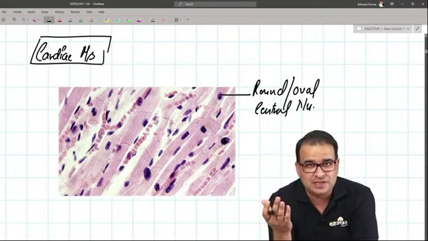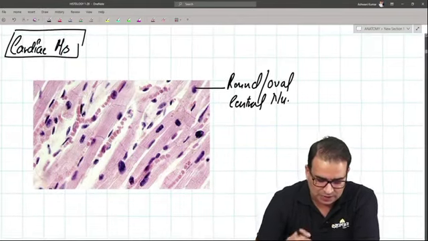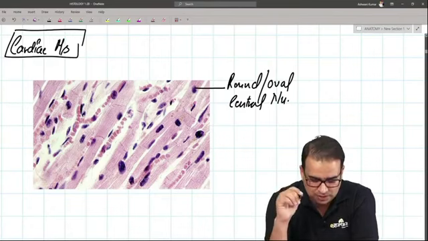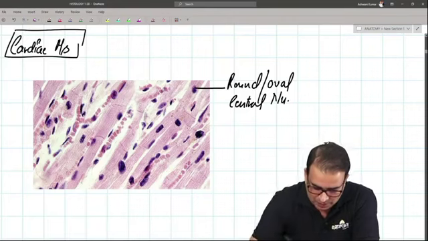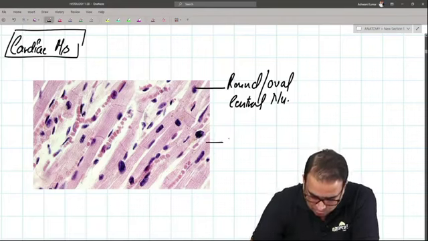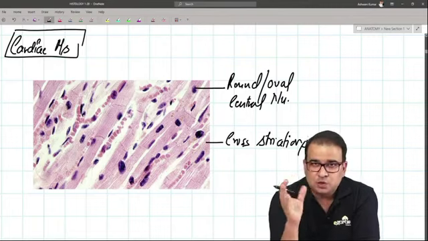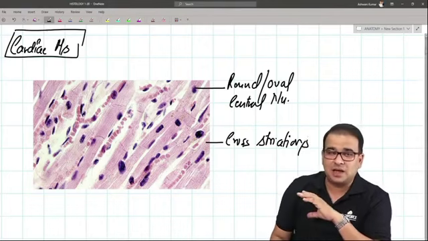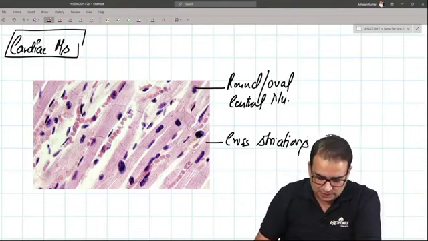whereas in skeletal muscle we have a flat and peripheral nucleus, not the central. Round and oval central nucleus we have in the case of cardiac muscle, and flat and peripheral in the case of skeletal muscle. Just like skeletal muscle, they also have cross striations. Cross striation is a main feature of the skeletal muscle. We do have cross striations in the cardiac muscle also, but they are faint. They are not as prominent as in the skeletal muscle.